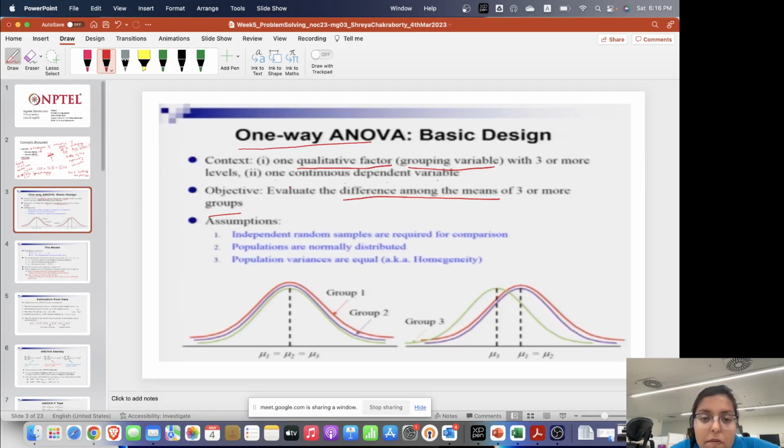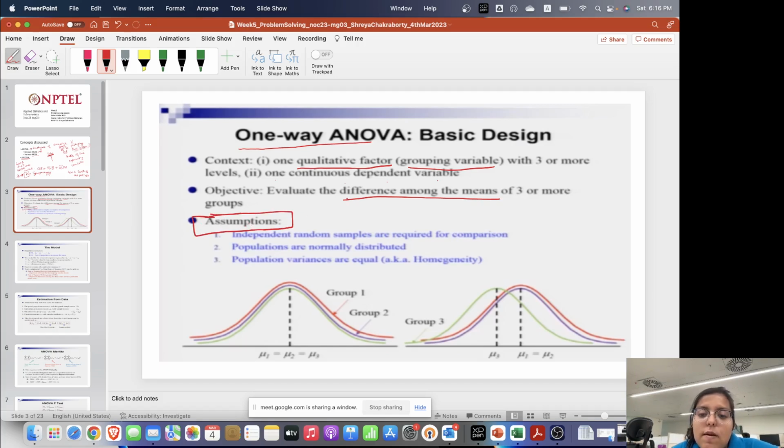Now, the most important thing before applying a one-way ANOVA are the assumptions of the model. So we have to be extremely careful when we are working with real life data. We have to look at the assumptions that are there, and we have to see that these assumptions are satisfied.